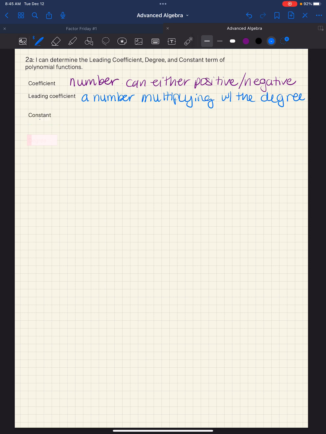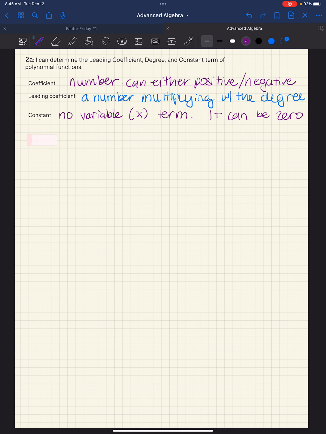Constant term. This often is easiest remembered as the no variable term, which I've always given you as the no x term. It can be 0 here, which is typically going to be when it's absent.